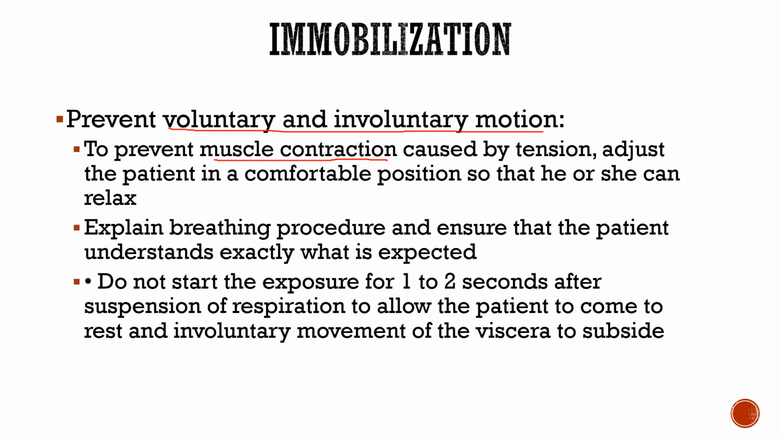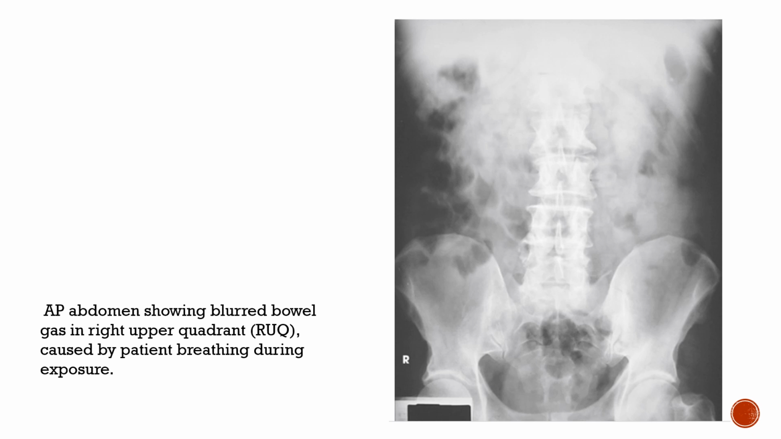So you want to make sure that you perform that on expiration, of course, on all of your abdominal images. You do not want to start the exposure for 1 to 2 seconds after the suspension of respiration occurs, and that way the patient can come to rest and involuntary movement of the viscera can subside. And it's very important to do so. The image that's shown here shows the bowel pattern, which is blurry in the right upper quadrant, and that's just showing that the patient did breathe during the exposure.